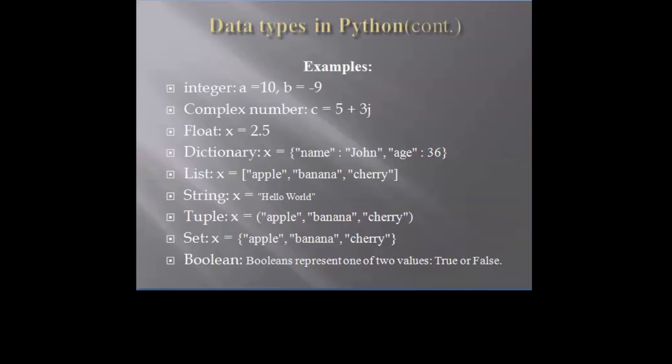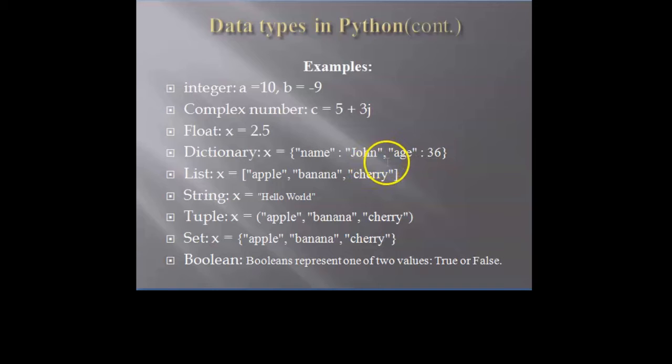Just for examples of data types, see here, a equal to 10, b equal to a negative number. These are taken as integers. Complex numbers, you are all aware of, in x plus yj format. Float means decimal. Dictionary, what is a dictionary? In a dictionary we have a key and its value. It is defined in curly braces in Python. Just see here, name is the key and John is the value, age is the key and 36 is its value, and every item is separated with a comma.